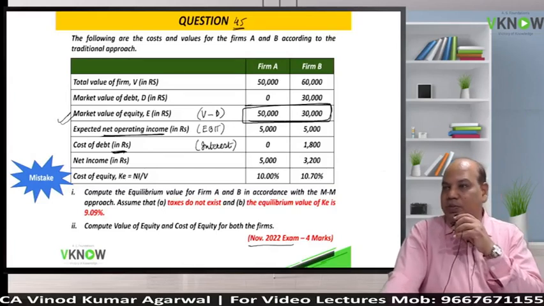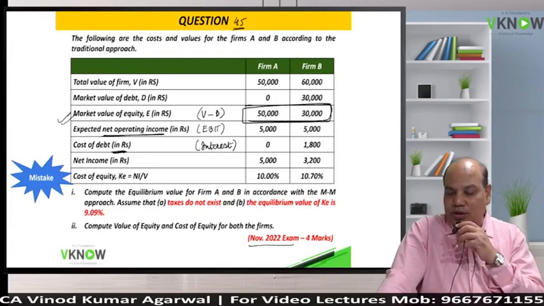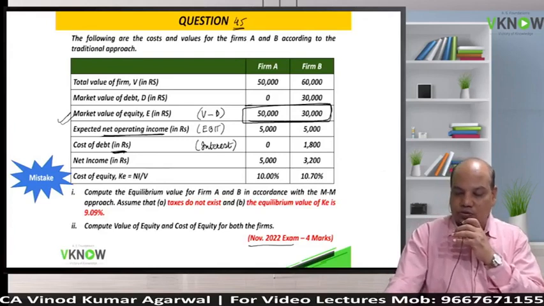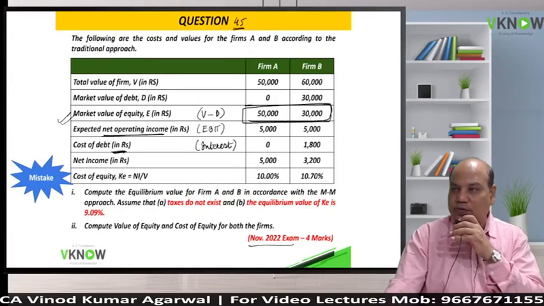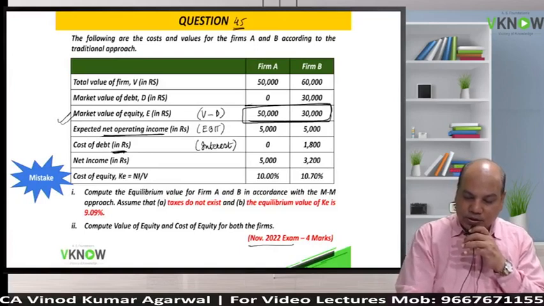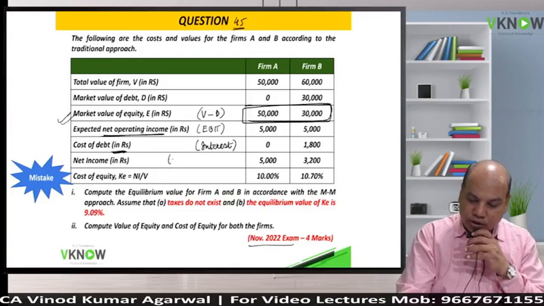If it is given in percentage, then it is different. It is rate of interest. If it is given in amount, it is interest. So 0 because there is no debt in the first column, and 1800 they have calculated themselves. Now next is net income. Net income means EBIT minus interest or EBT.